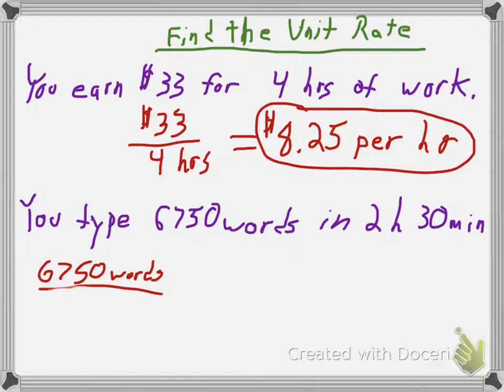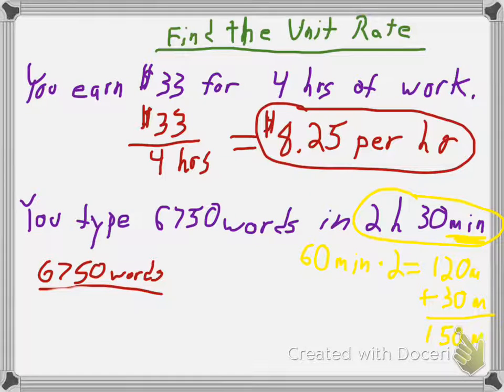What I need to do here is take this whole thing and combine it into 1 unit. I'm going to combine into the smaller of the 2, so I'm going to turn everything into minutes. In 1 hour, there are 60 minutes. Because there are 2 of them, I'm going to multiply by 2. That gives me 120 minutes. Then I'm going to add the 30 extra minutes, and I end up with 150 minutes.